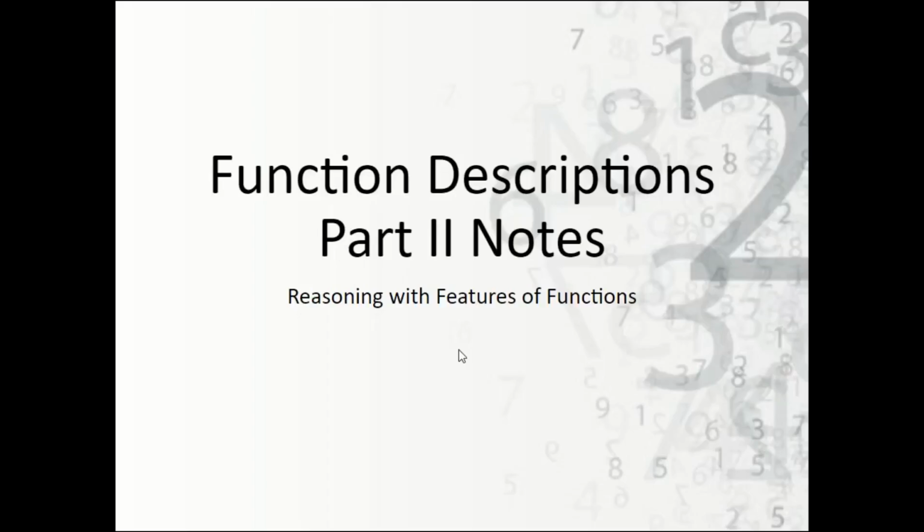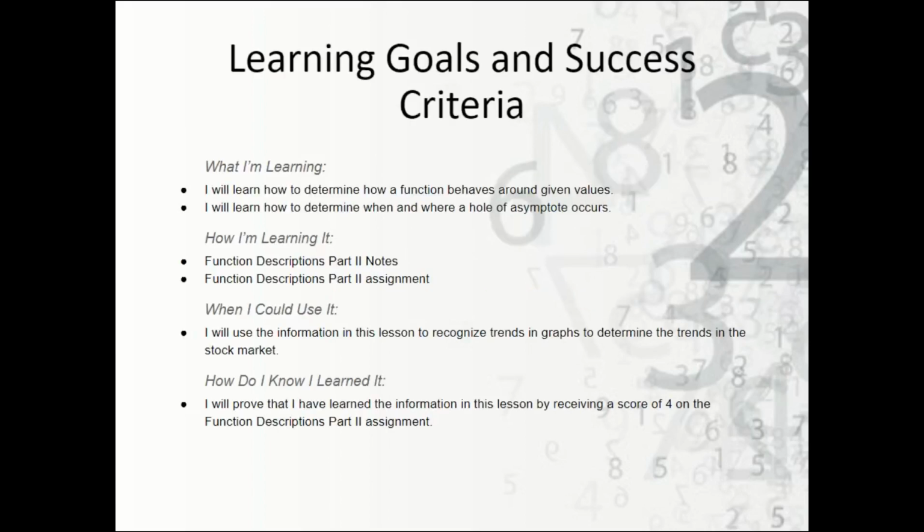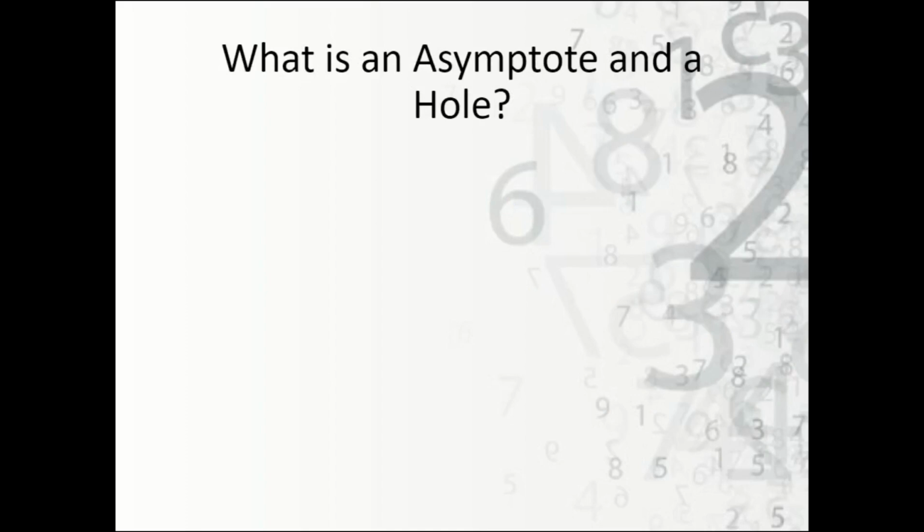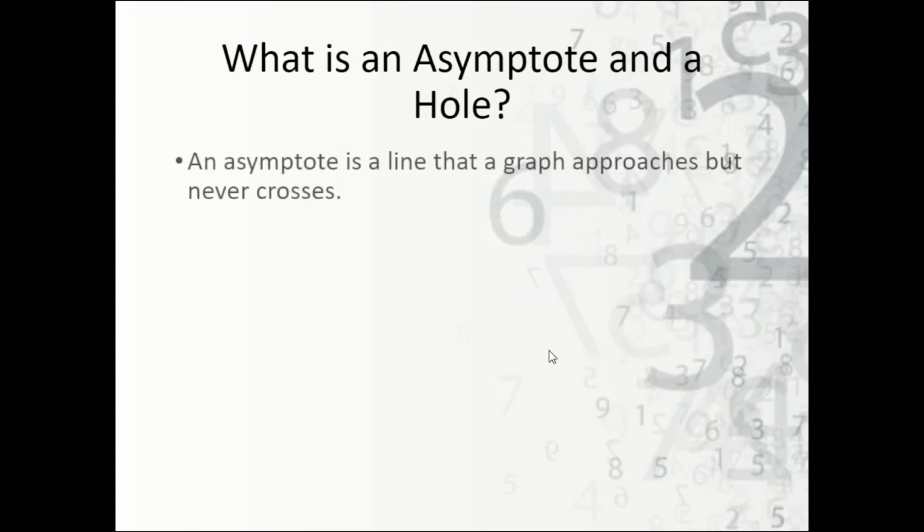Let's take a look now at the function descriptions part 2 notes. The notes begin with the learning goals and success criteria. Now, what is an asymptote and a hole? An asymptote is a line that the graph approaches but never crosses.